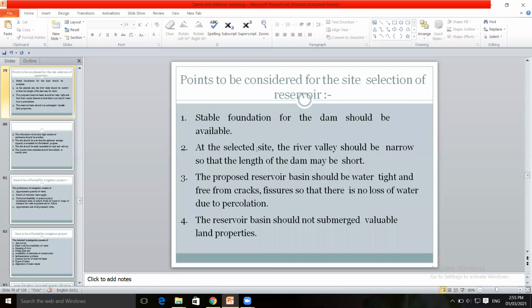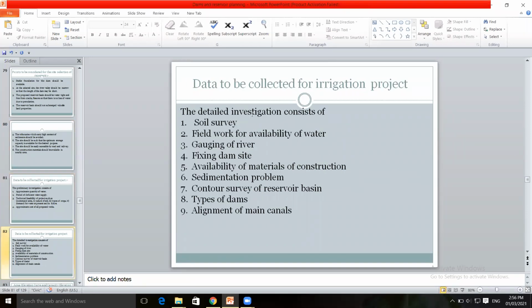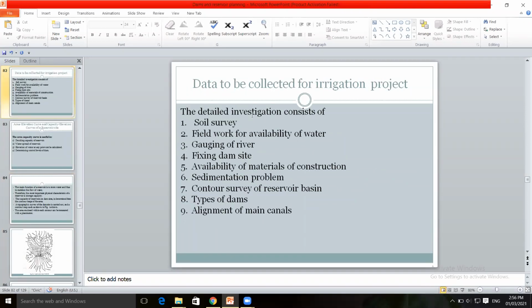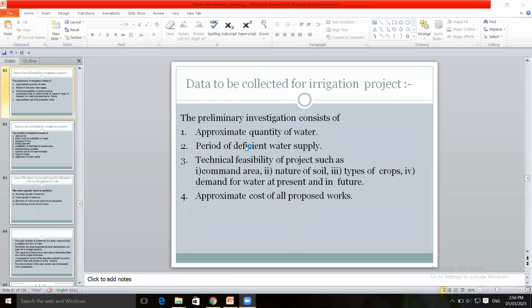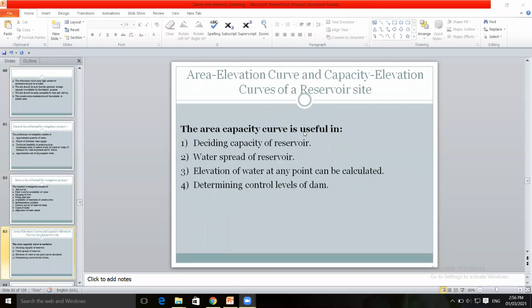Any difficulty in this? So everyone give attendance in the chat box. Is there any problem in this? Any difficulty in this? These are the various points which are considered for site selection of the reservoir. Next lecture we will see the area elevation curve and capacity elevation curve for the reservoir site.